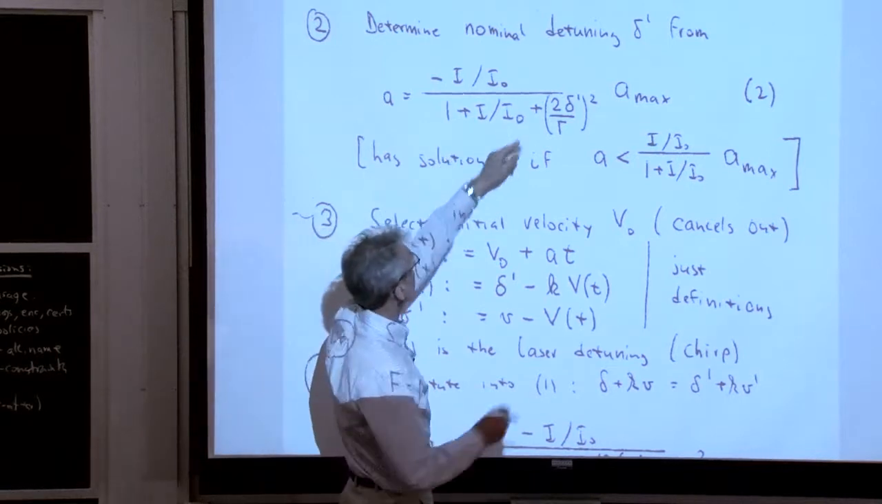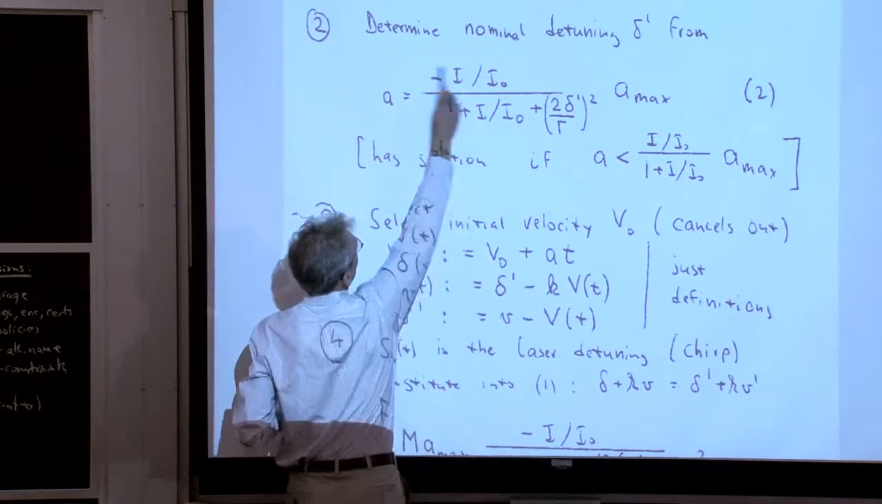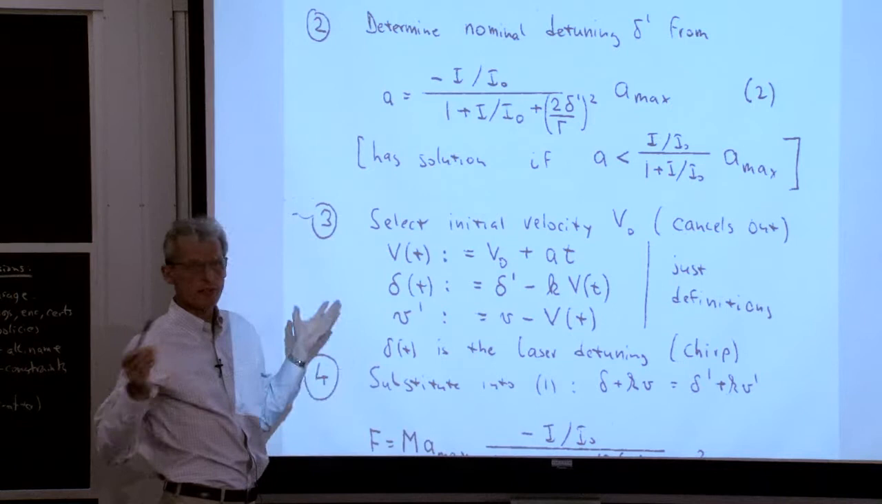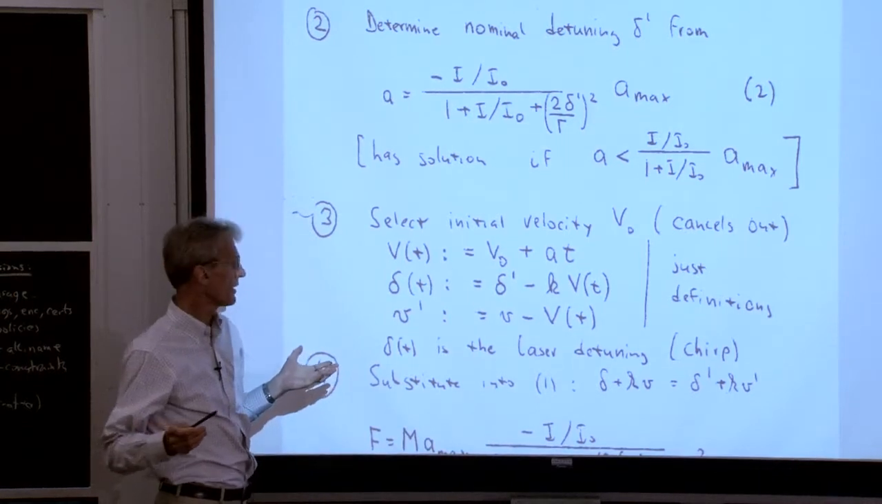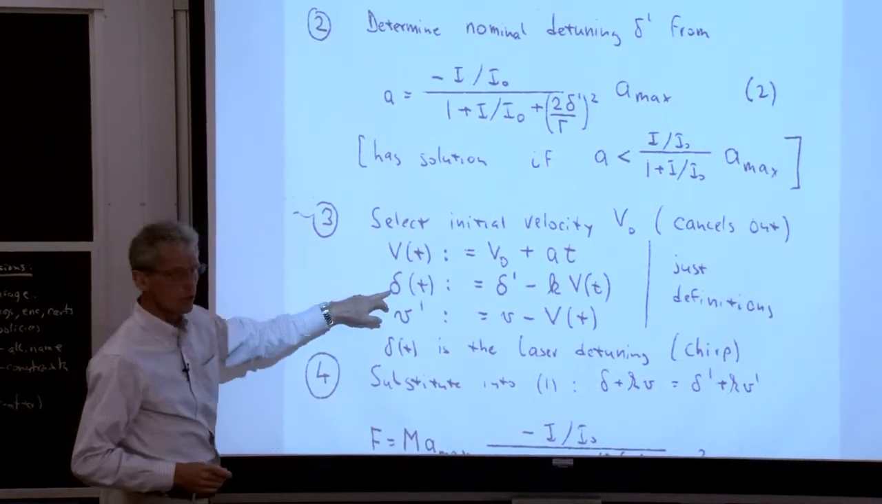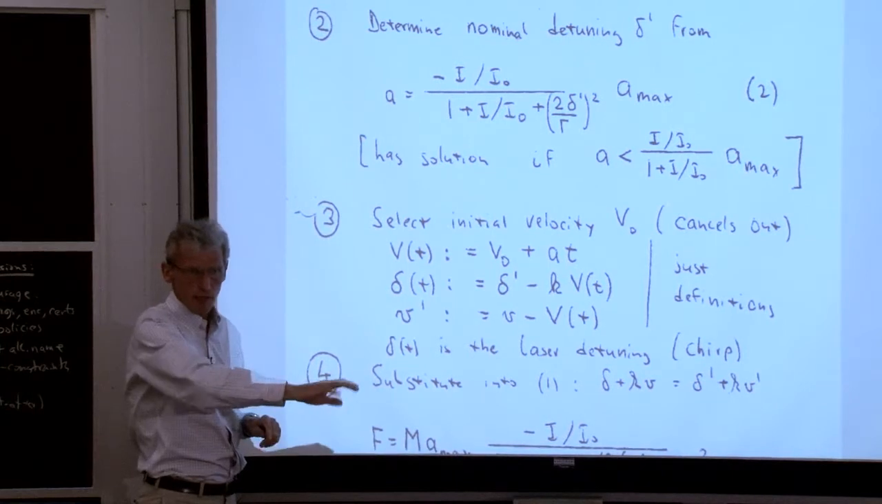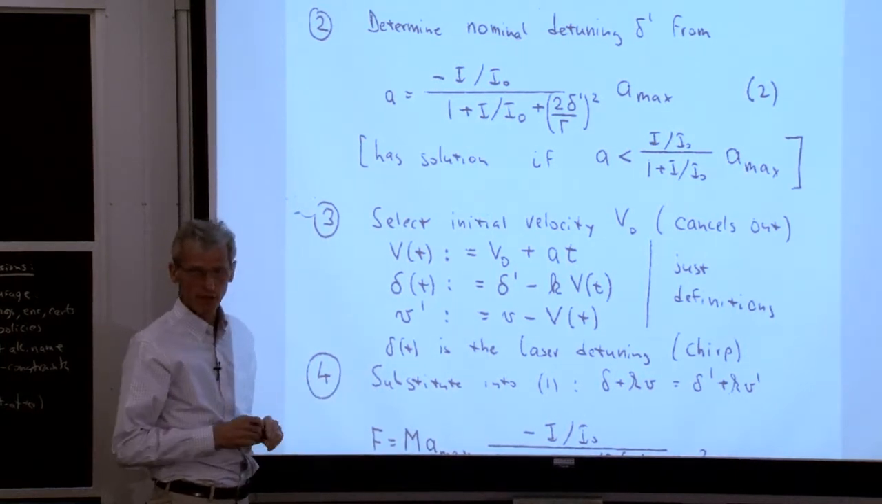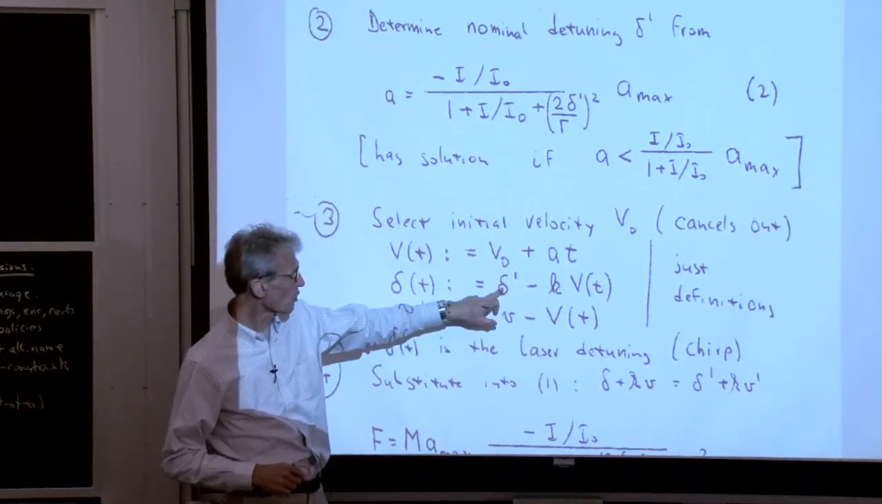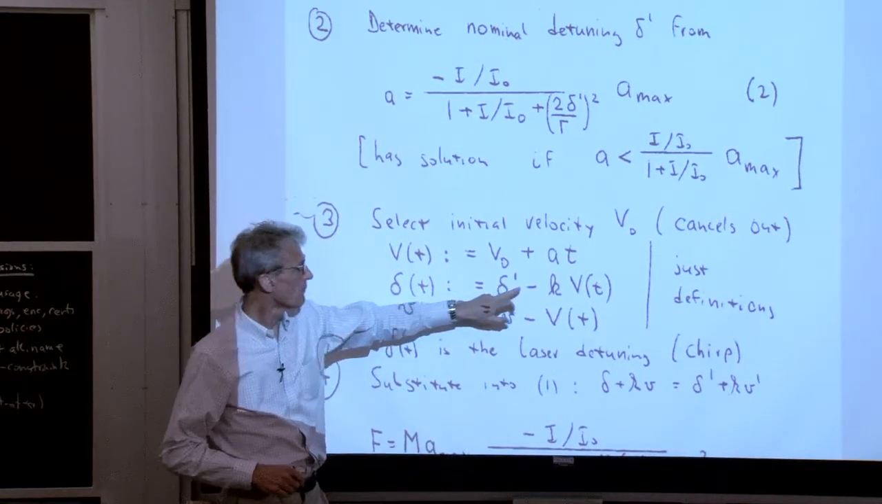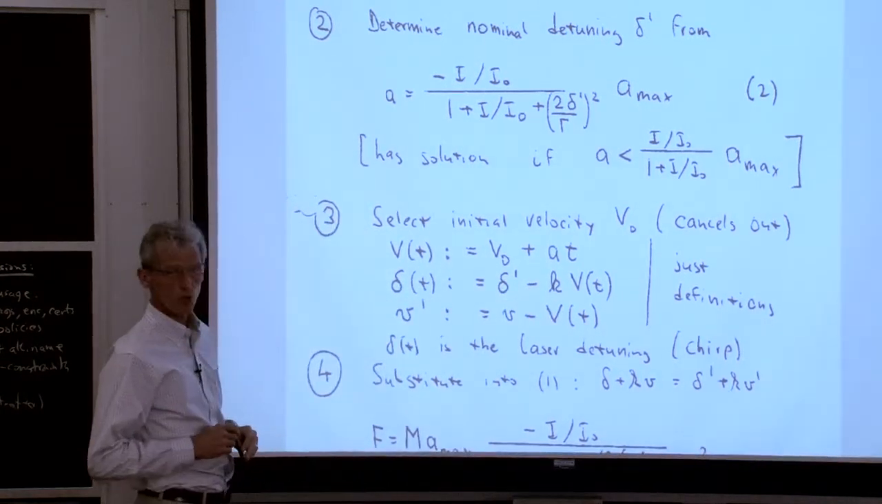I simply defined this parameter delta prime to be a solution of this equation, so this is a well-defined quantity. And the laser detuning, which I broke my laser to change its detuning as a function of time, is now this nominal detuning minus the Doppler shift due to the velocity of the atoms.